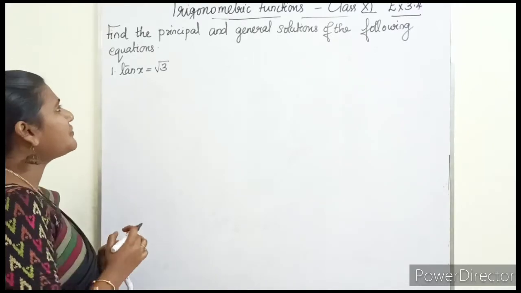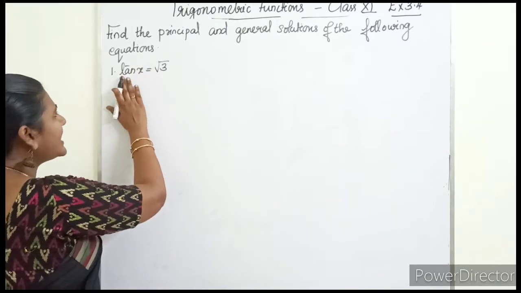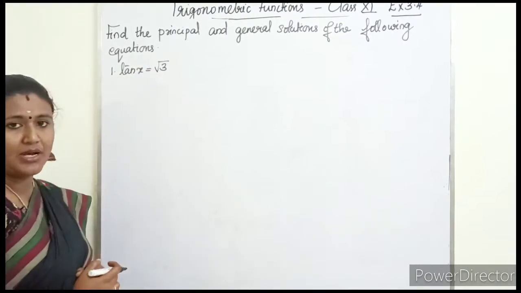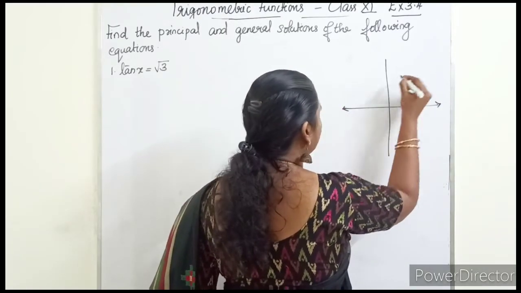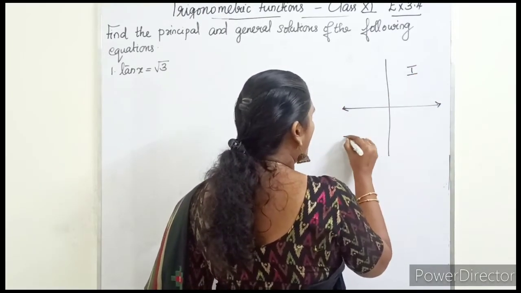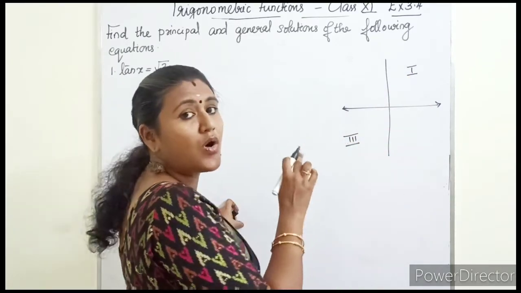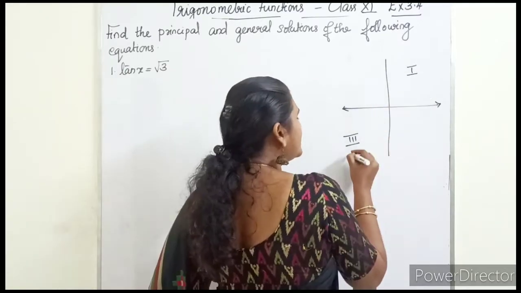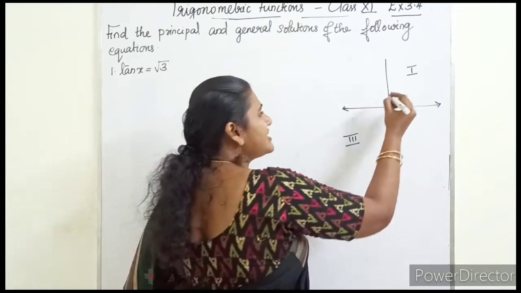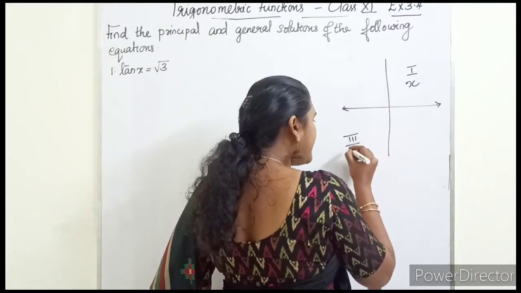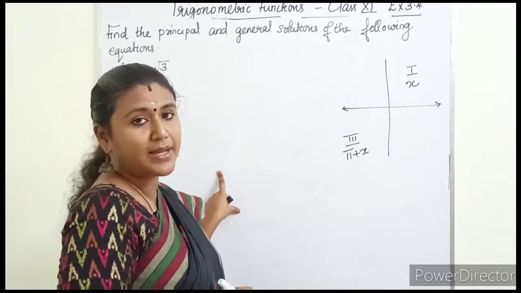First we have to find the principal solution. For finding the principal solution, you check here tan is positive. In which quadrant is the tan trigonometric ratio positive? First and third quadrant. You know that in the first quadrant all are positive, and in the third quadrant tan and cot are positive. So these are the two quadrants where tan x is positive. In the first quadrant the angle is x, but in the third quadrant we have to find pi plus x. The angle is pi plus x.